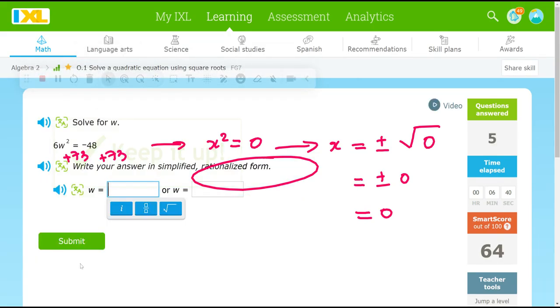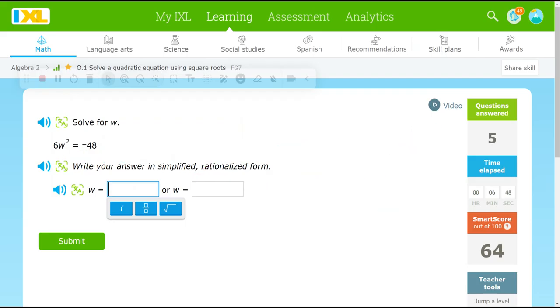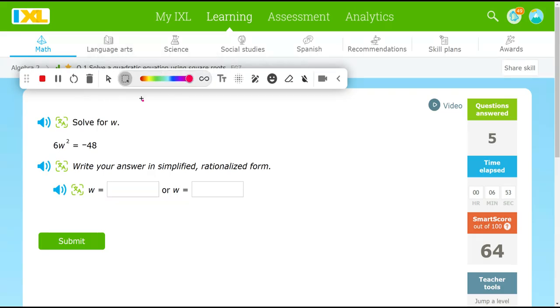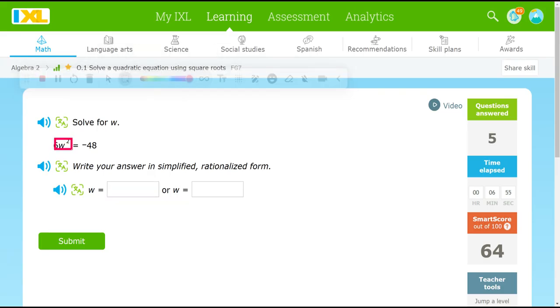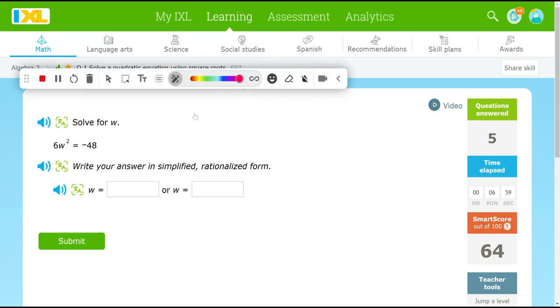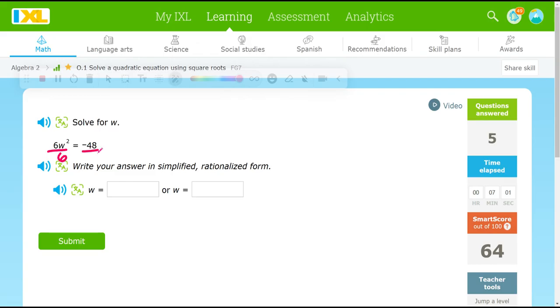So when you have the variable squared equals 0, that is a very special case. The answer is one real solution. Similarly over here, for this one, you need to solve for w squared. So you don't want the number 6. Let's divide by 6 on both sides. So you come out with w squared equals negative 8.